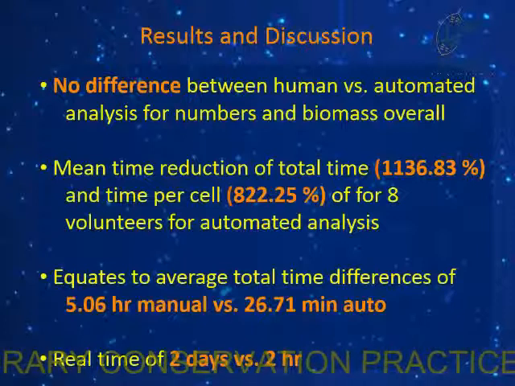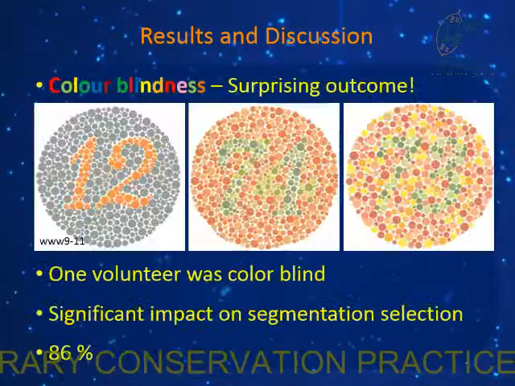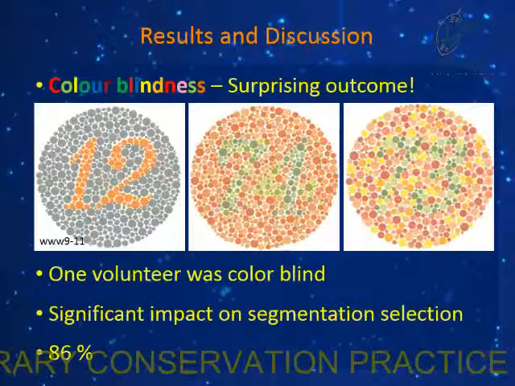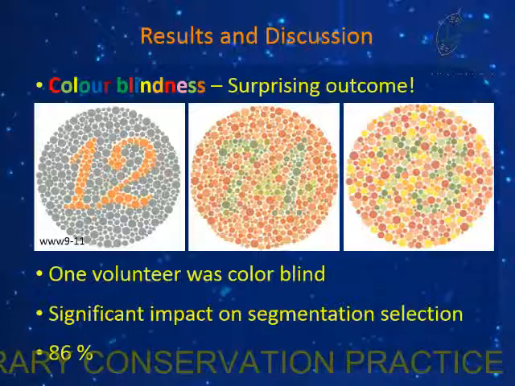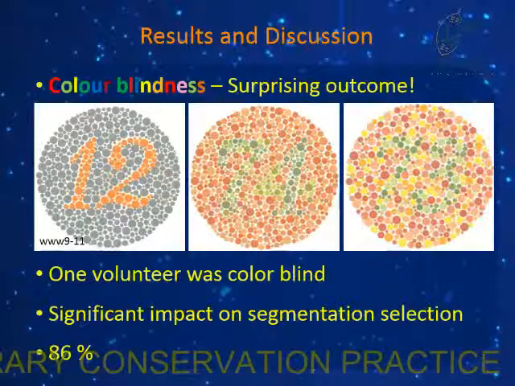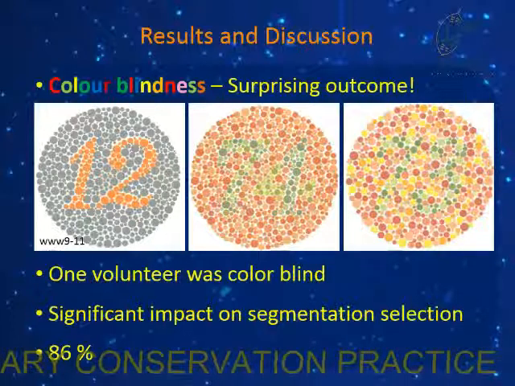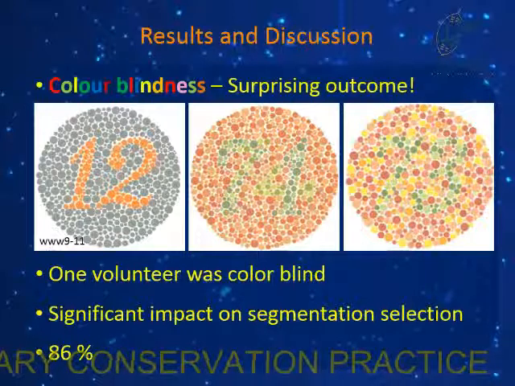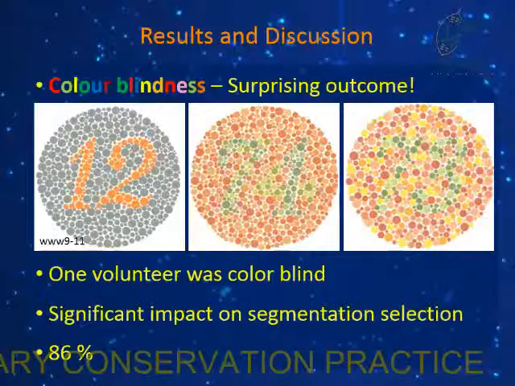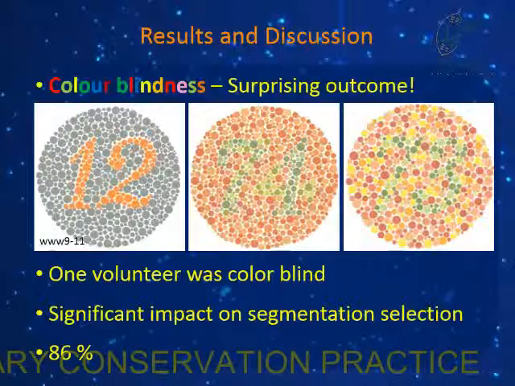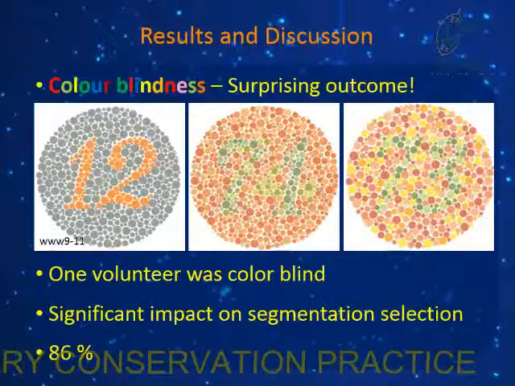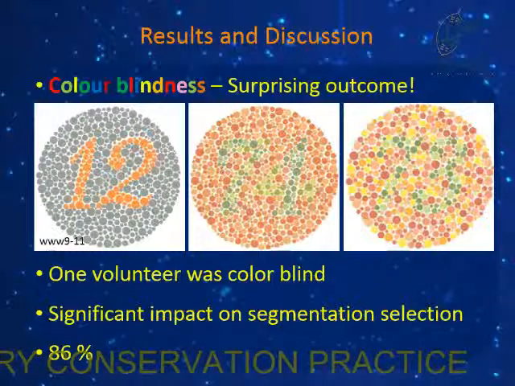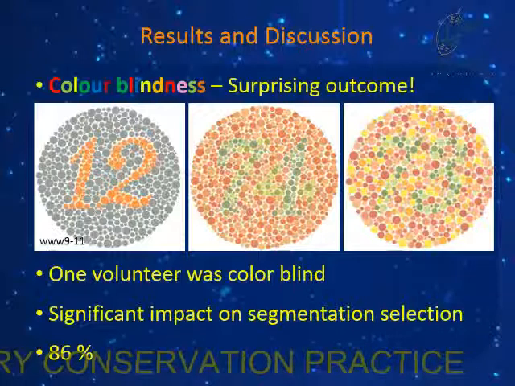Now, that's quite a bit. The surprising outcome, though, colorblindness. One of our volunteers was actually colorblind, we found out eventually, and this had a significant impact on the segmentation selection. The segmentation is where you actually segment the background from the object, and he selected over 86% of his images using segmentation 47 or less, compared to all the other volunteers, and the next closest was about 63. So this had a big impact.